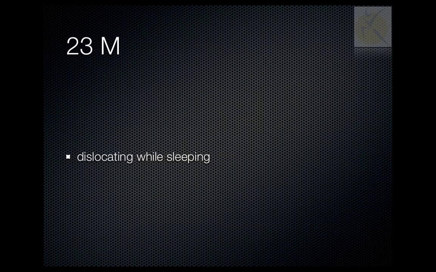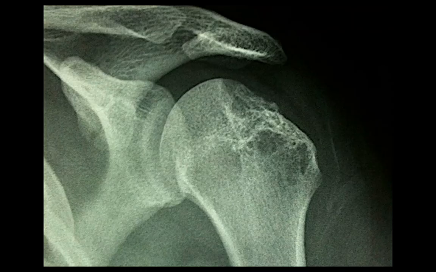This is a case of a 23-year-old male who was dislocating his shoulder in his sleep. We can see a massive Hill Sachs lesion with no glenoid bone loss. A Latarjet procedure was therefore planned to reduce the Yamamoto ratio before insertion of 2 HemiCAPs.